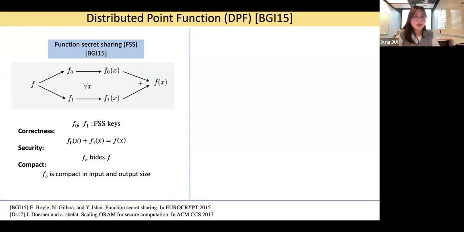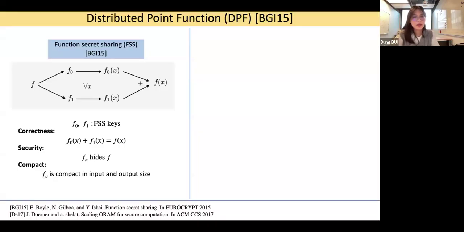So the secret sharing needs to make sure that if Alice and Bob have the keys, the evaluation on any point over the domain gives them an additive share of f(x). And for security, the key that each party has reveals nothing about the secret function f, and the function secret sharing of course needs to be compact.